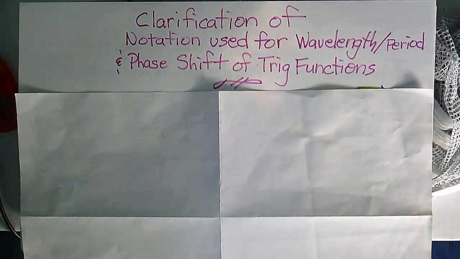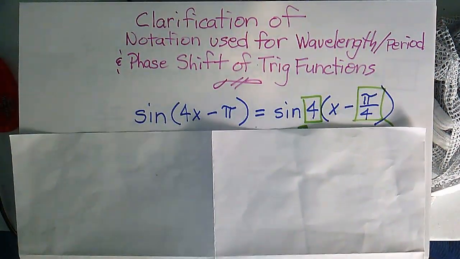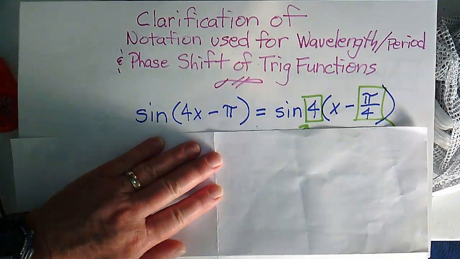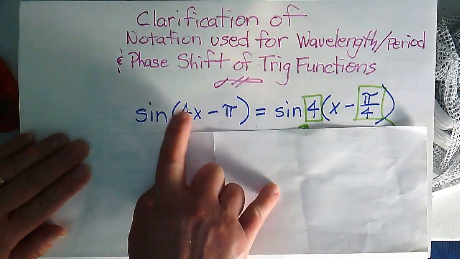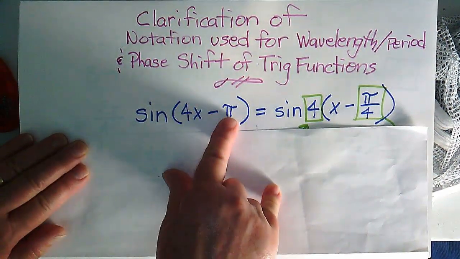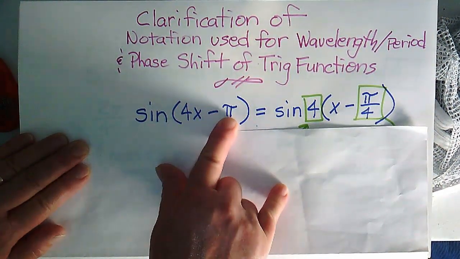Okay, what I want to accomplish in this video is to clarify the notation that you use for the wavelength and period of trig functions, which involves the argument, remember, the independent variable, the x portion. And this is what I'm talking about. So you are used to seeing the argument looking like this.